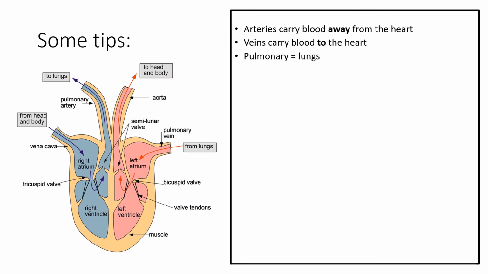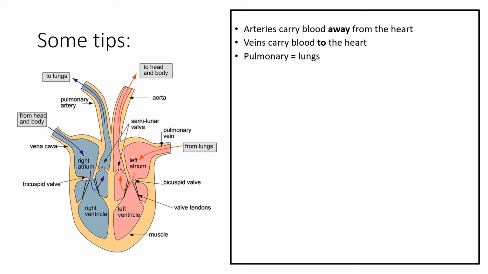Arteries carry blood away from the heart, while the veins carry the blood to the heart. And pulmonary means it's associated with the lungs. So putting that together, the pulmonary artery must carry the blood away from the heart because it is an artery, to the lungs because it is pulmonary. Likewise, the pulmonary vein must carry the blood to the heart because it is a vein, from the lungs, pulmonary.